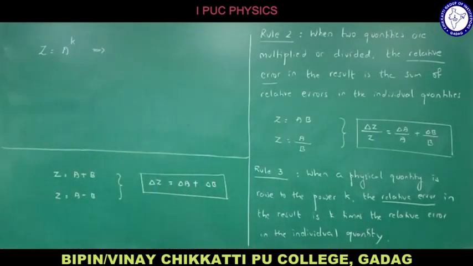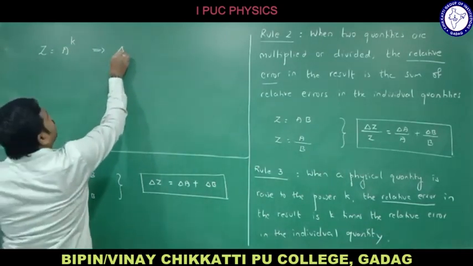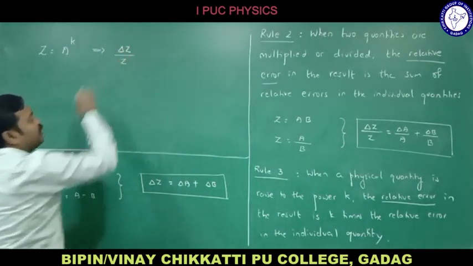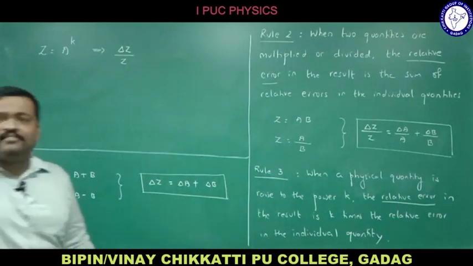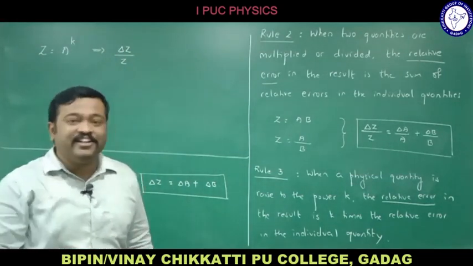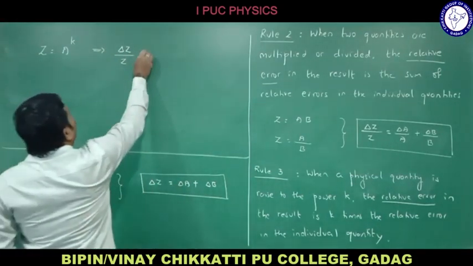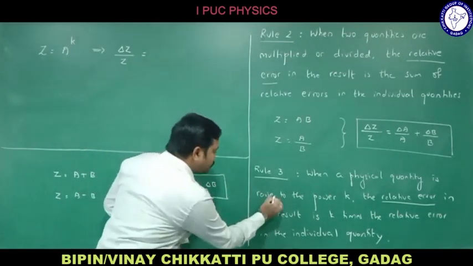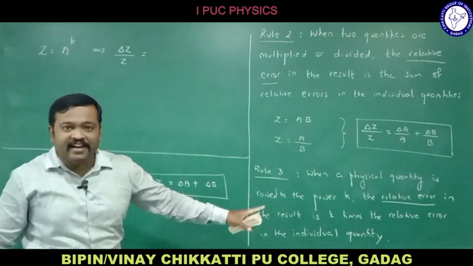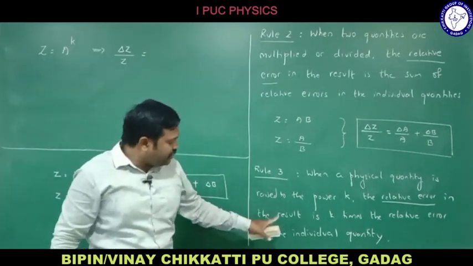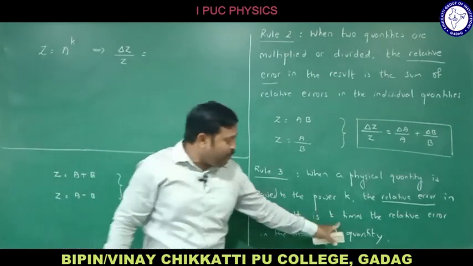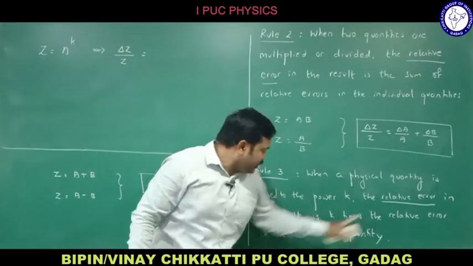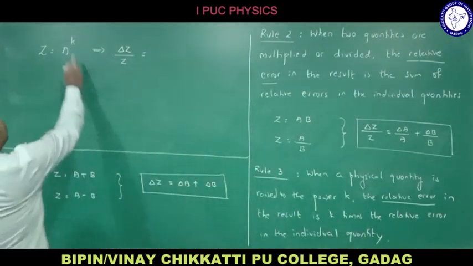Relative error in the result. So what is the result here? Z. So what is the relative error of Z? Delta Z by Z. Whenever we take relative error, it is the ratio delta Z divided by Z. That is equal to, so what does the rule say? When a physical quantity is raised to the power k, the relative error in the result is how many times? k times the relative error in the individual results. So this is k times.